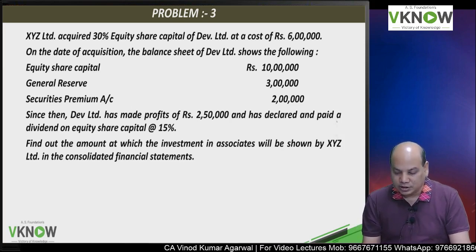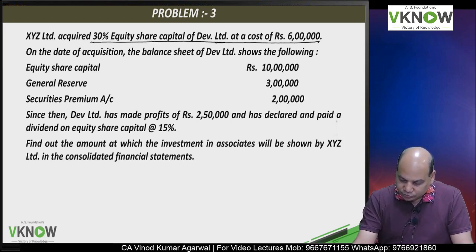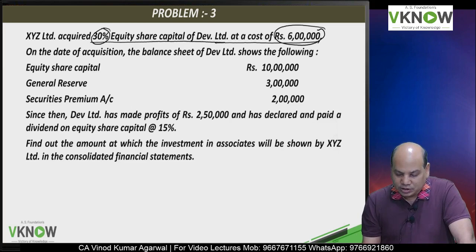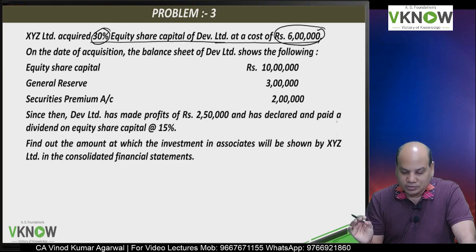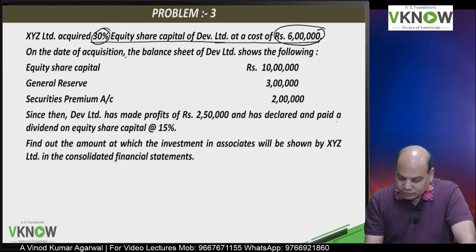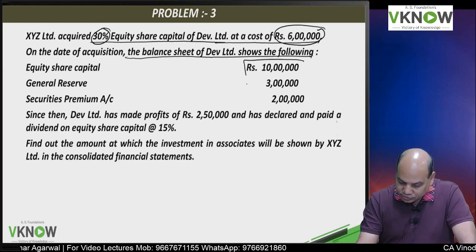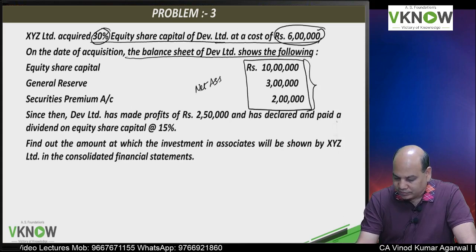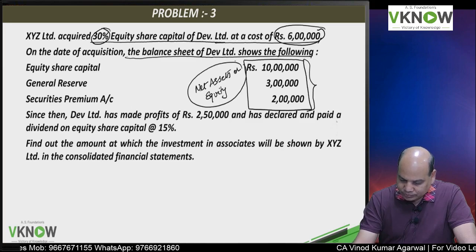XYZ Limited acquired 30% equity share capital of Dev Limited at a cost of 6 lakh. So the cost is 6 lakh, and the share in net asset is 30%. You have acquired 30% stake. With 30% it is an associate. On the date of acquisition, the balance sheet of Dev Limited shows the following. So this is the balance sheet on the date of acquisition. This is net asset or equity on the date of acquisition.